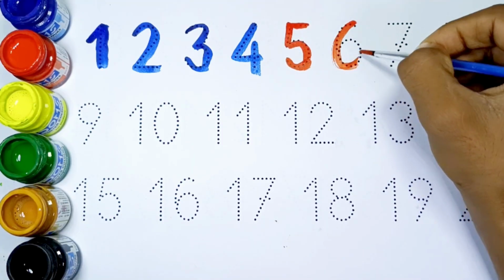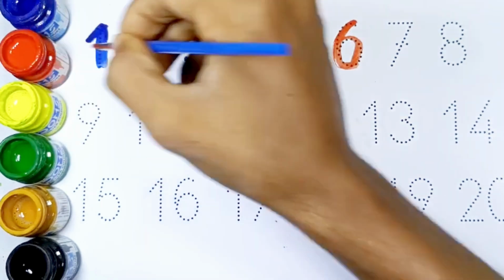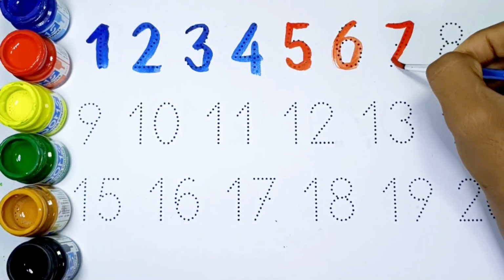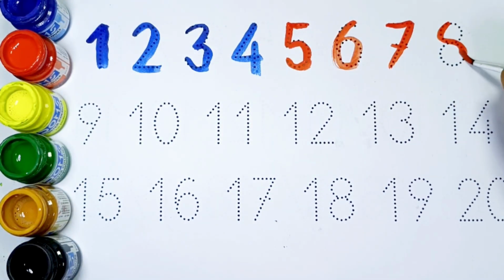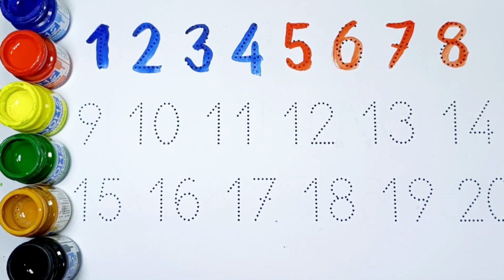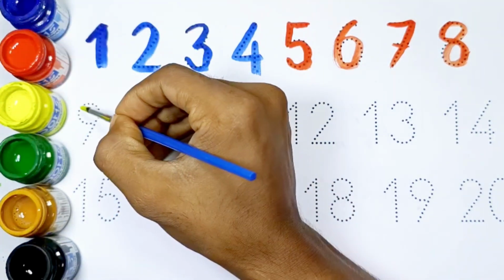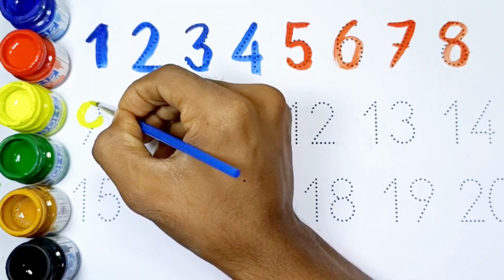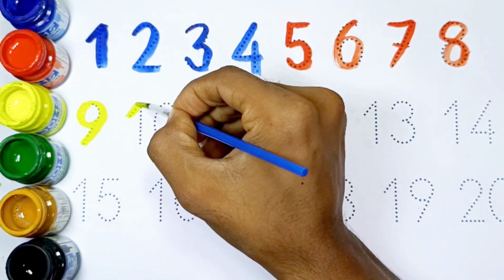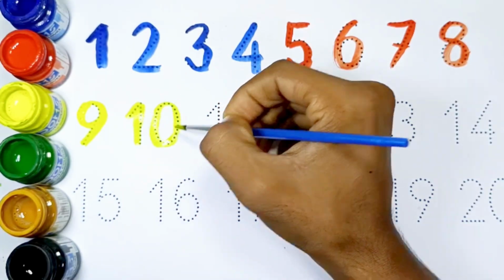5, 6, 7, 8. Kids, now you draw 9. The numbers of 9 and use yellow color. 9, 10, 11.